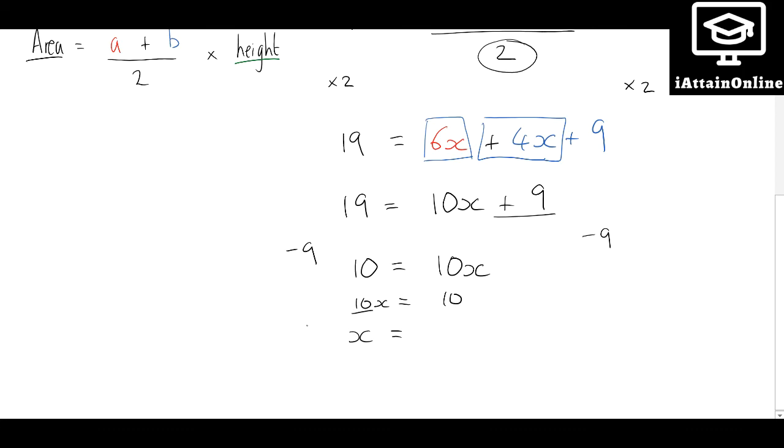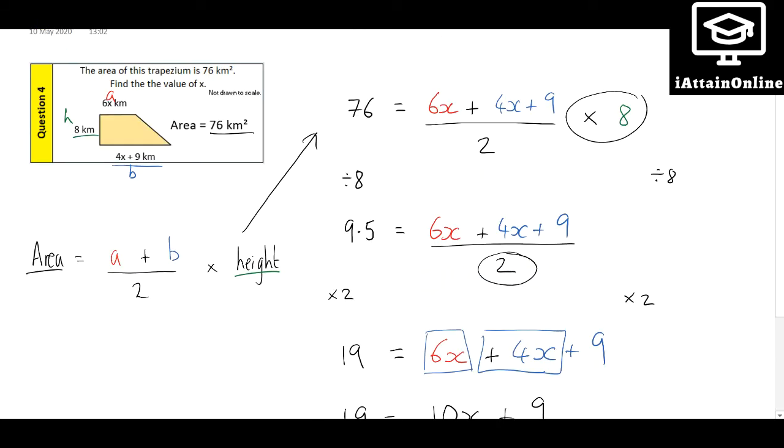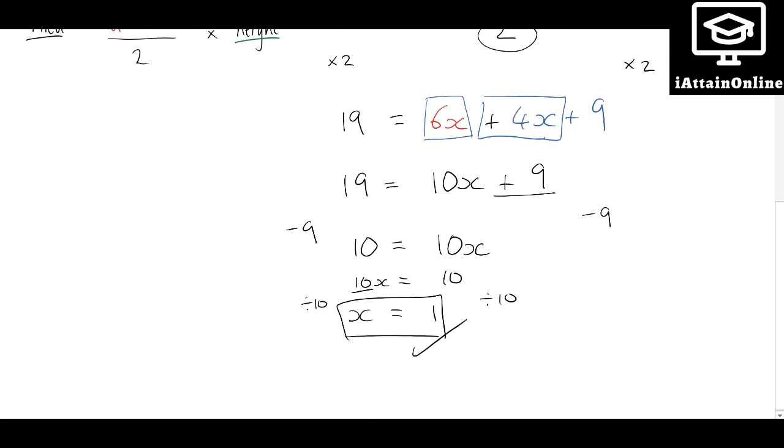Then I'm just going to divide both sides by the number in front of it, and that tells me that x is 1. Again, you could always check that by putting x is 1 into these two expressions for each of the lengths. 6 times x gives me 6, and 4 times x gives me 4, plus 9 is going to be 13. Then I just work forwards using the formula. 13 plus 6 is 19. 19 divided by 2 gives me 9.5. Multiply that by 8 gives me 76 kilometers squared. So we found out correctly that x equals 1.